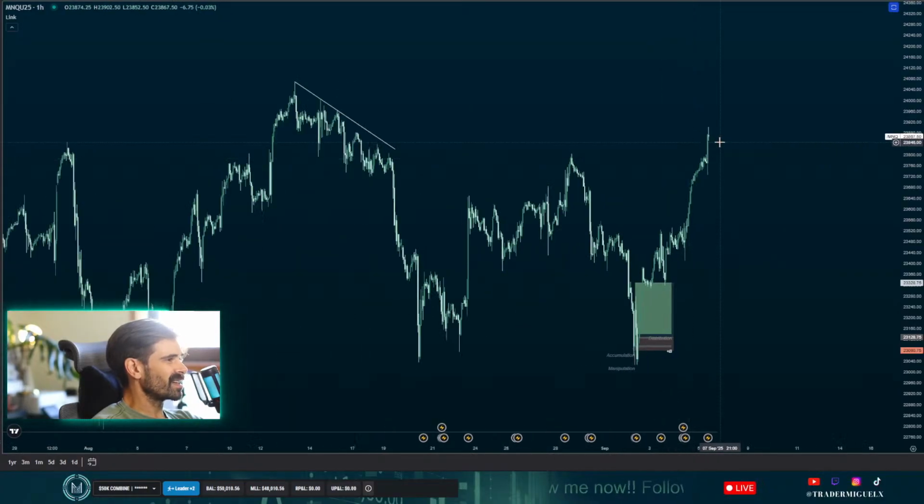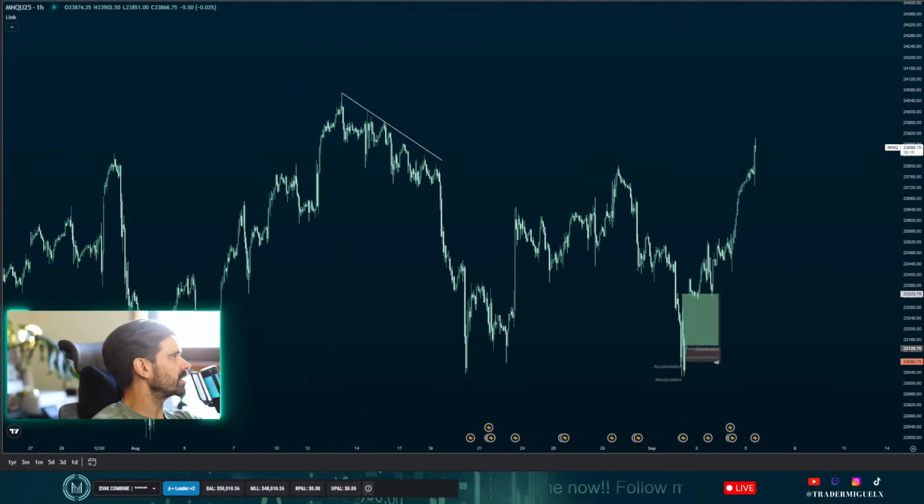I cannot say that I believe that it will do it today, because I would like to see some measure of rebalance here first, before these stops get attacked.